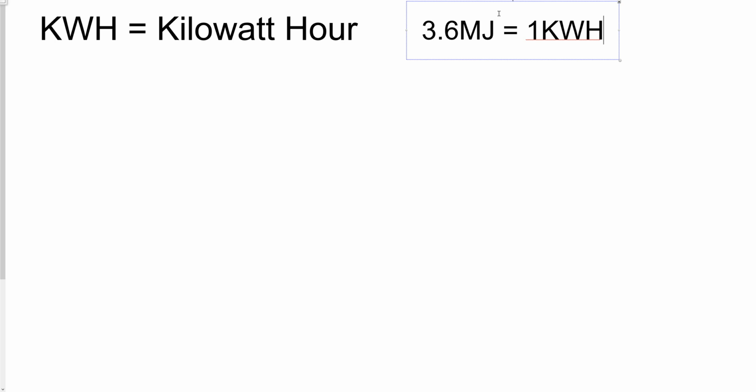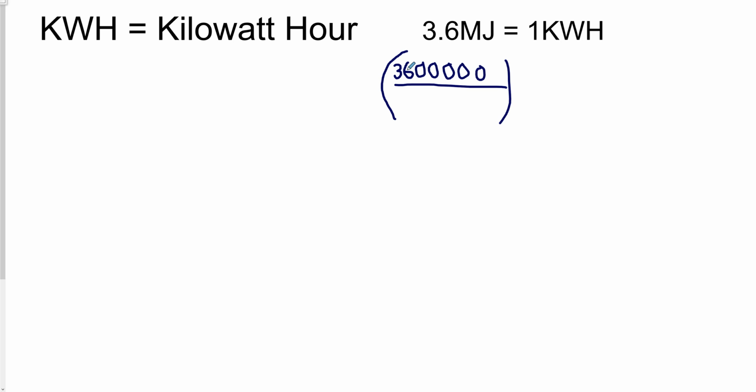I've got one such conversion here. If you want to convert between kilowatt hours and joules, it's 3.6 megajoules is 1 kilowatt hour. So if you wanted to make this into a conversion bracket, 3.6 million. So that's 3, then a 6, and then 5 zeros. 1, 2, 3, 4, 5. 3.6 million joules in 1 kWh.